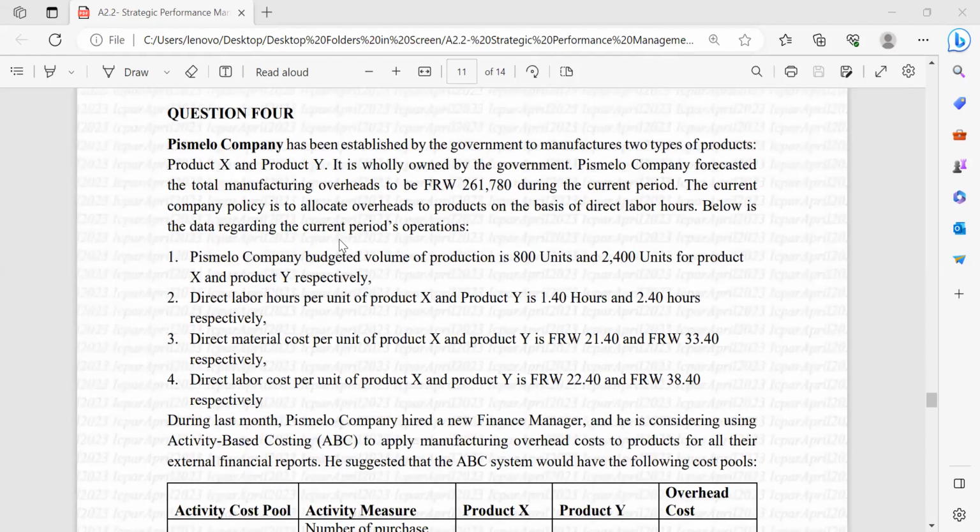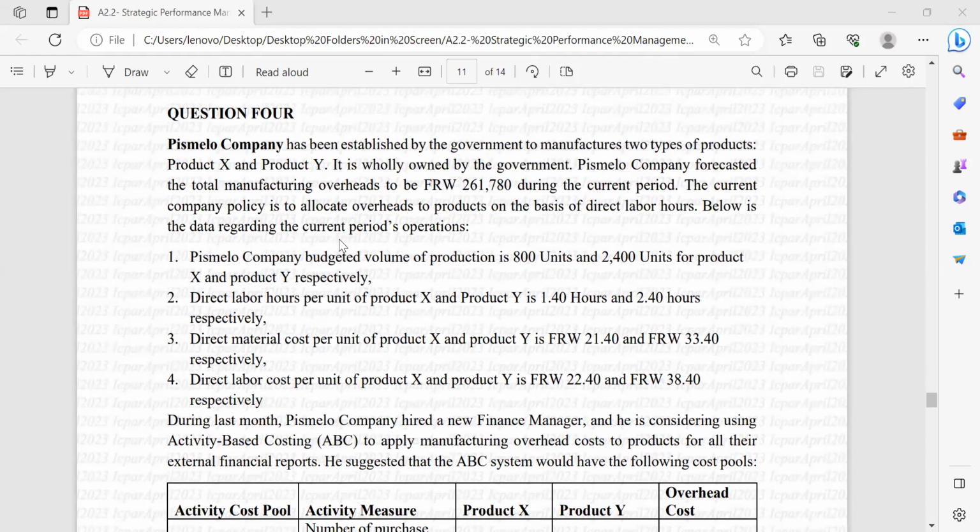They are saying that Pismero company has been established by the government to manufacture two types of product, product X and product Y. It is wholly owned by the government. Pismero company forecasts the total manufacturing overhead to be 26,178,000 during the current period. The company policy is to allocate.